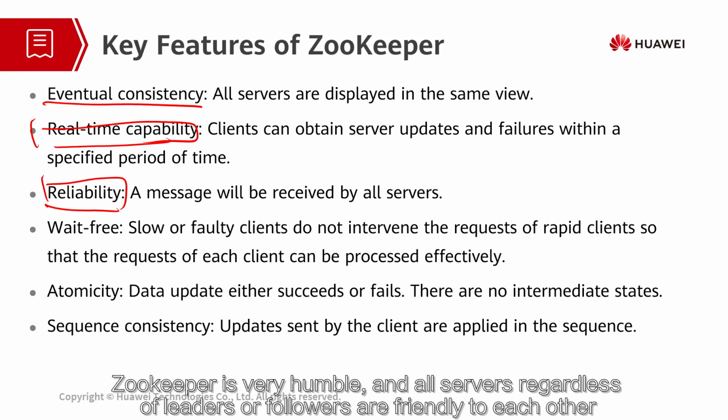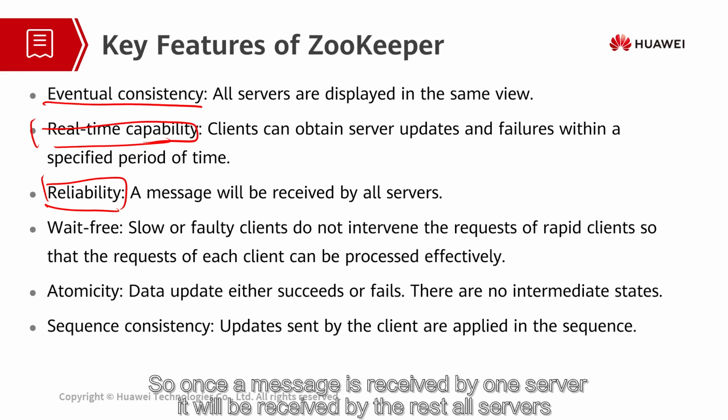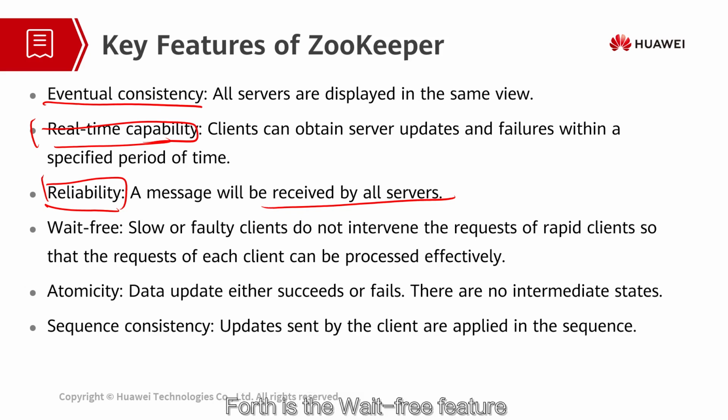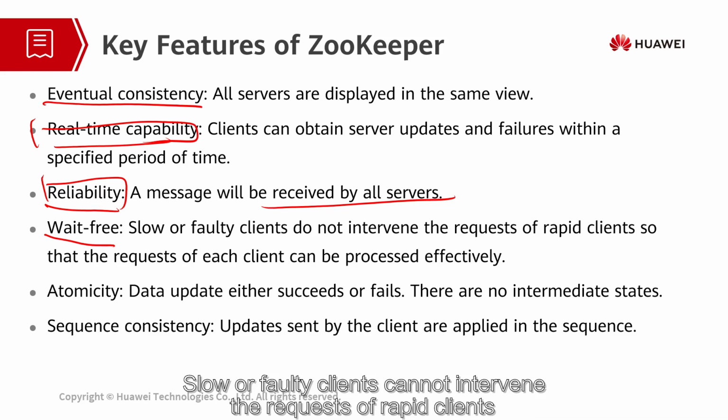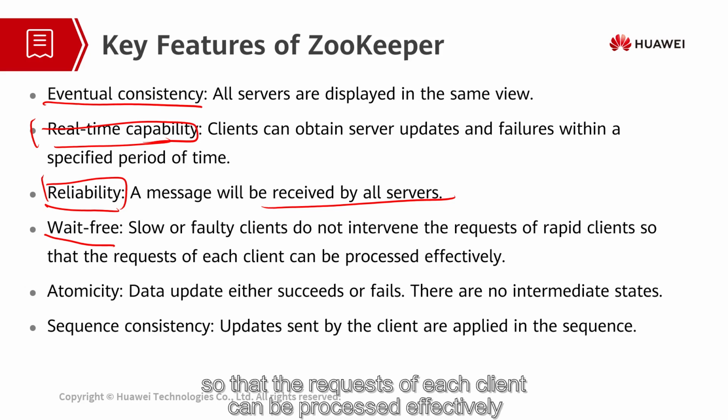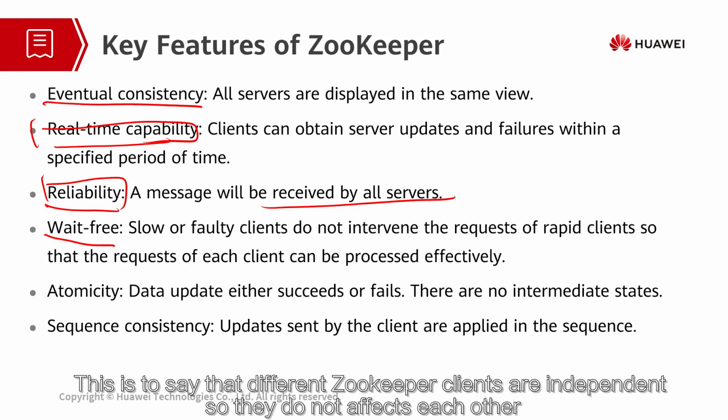ZooKeeper is very humble, and all servers, regardless of leaders or followers, are friendly to each other. So once a message is received by one server, it will be received by the rest of all servers. Fourth is the wait-free feature. Slow or faulty clients do not intervene in the requests of rapid clients, so that the requests of each client can be processed efficiently. This is to say that different ZooKeeper clients are independent, so they do not affect each other.